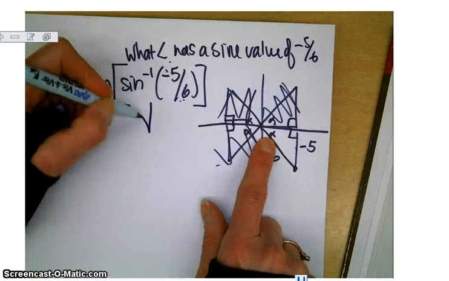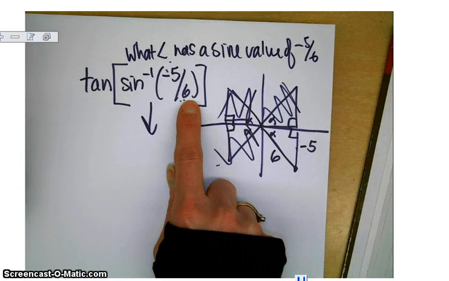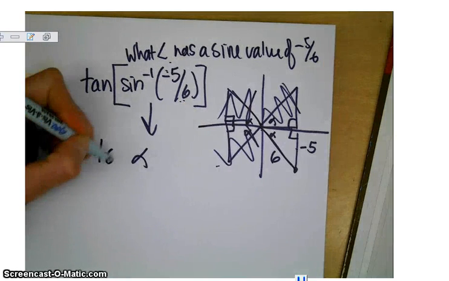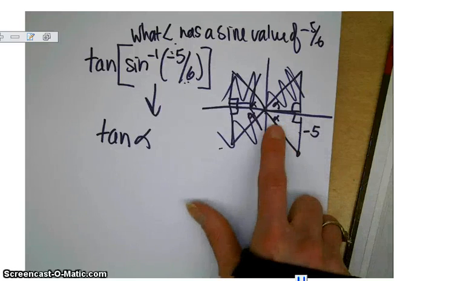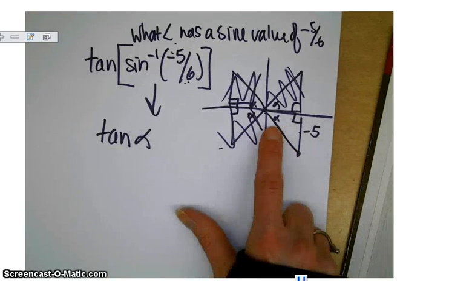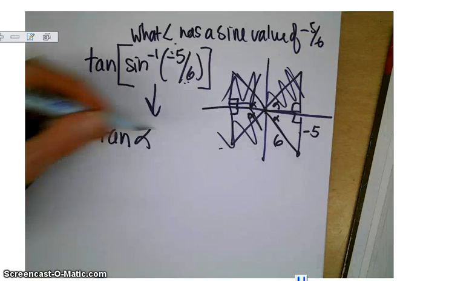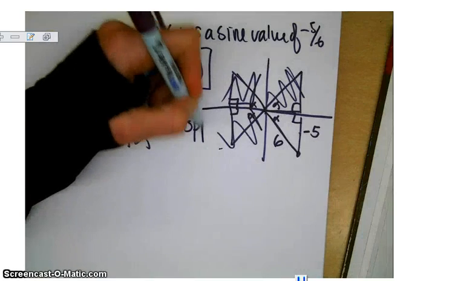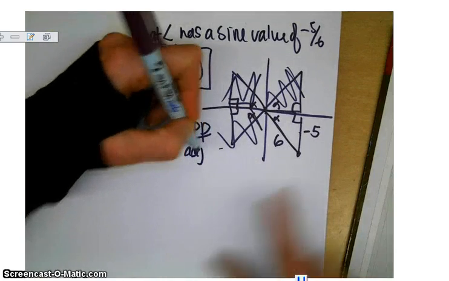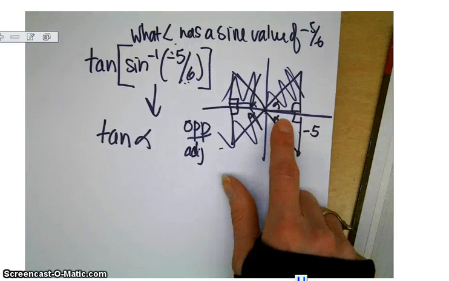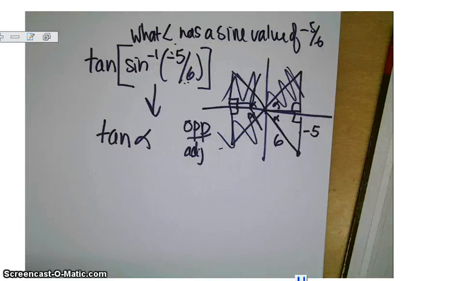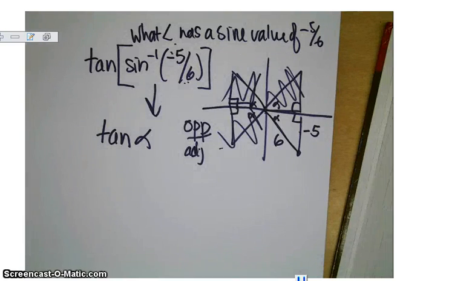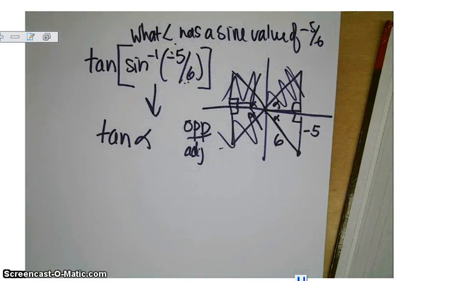So how did I answer this question? Alpha is the answer to that. So now I just need to find the tangent of alpha. So what is the side ratio for tangent? Opposite over adjacent. So I know the opposite side, but I don't know the adjacent side. How am I going to find it? Pythagorean theorem. You always use the Pythagorean theorem to find the third side in a right triangle.